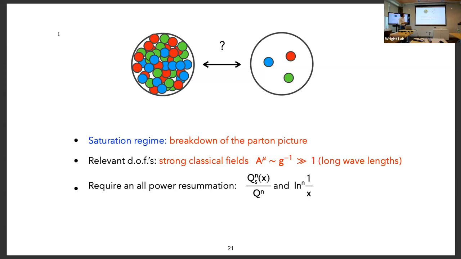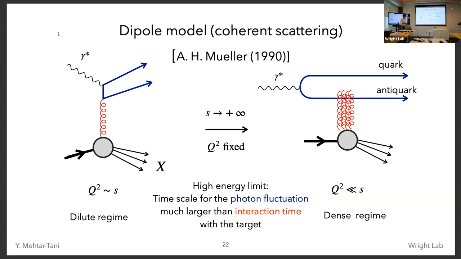But the question is, we have two descriptions of QCD, how we can connect this to that is still an open question. All right, so let's see how much time I have left. Still 25 minutes. Okay. Then, yeah.